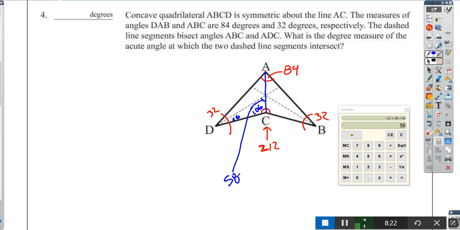Well, that's only half of the angle. So let's multiply it by 2. So the whole angle is 116. Now, due to this whole thing being a linear pair, we know that these two angles are supplementary. They add up to 180, which means that if I subtract this from 180, this angle is 64, and that's my answer.